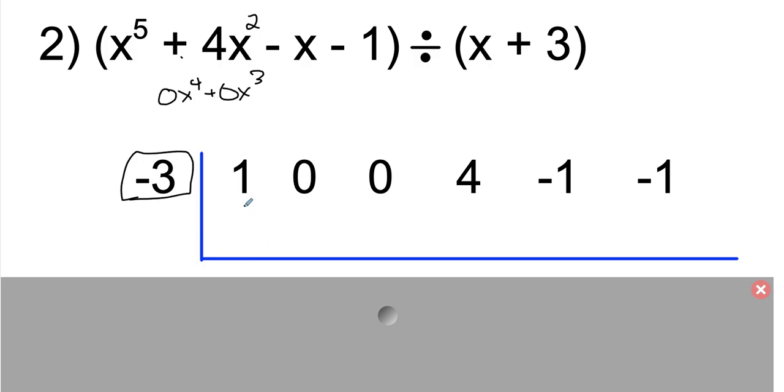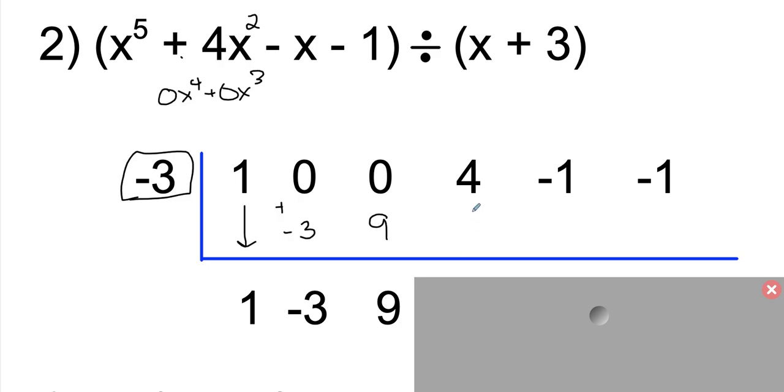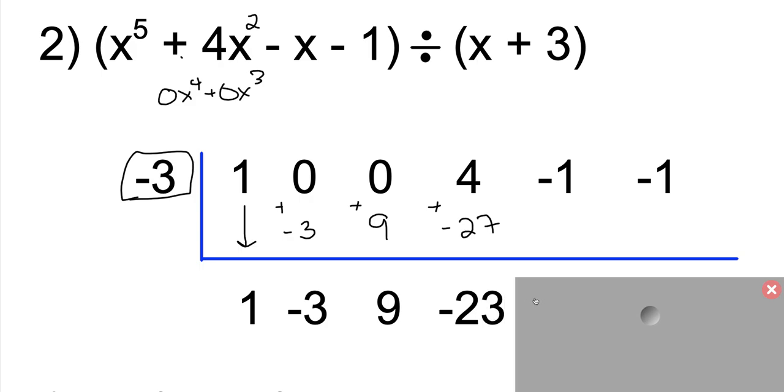What did we do with the first one? That one just drops down. Okay, so whenever there's a number down there, what do we do with that number? Well, we take it times the number in the box, so that would be a -3, and then we add those. Okay, so then that means that should be a -3. Multiply again, that's a 9, so 0 plus 9 is a 9. Multiply this, -27. Remember, keep adding these here. We add these. So -27 plus 4, that's a -23.